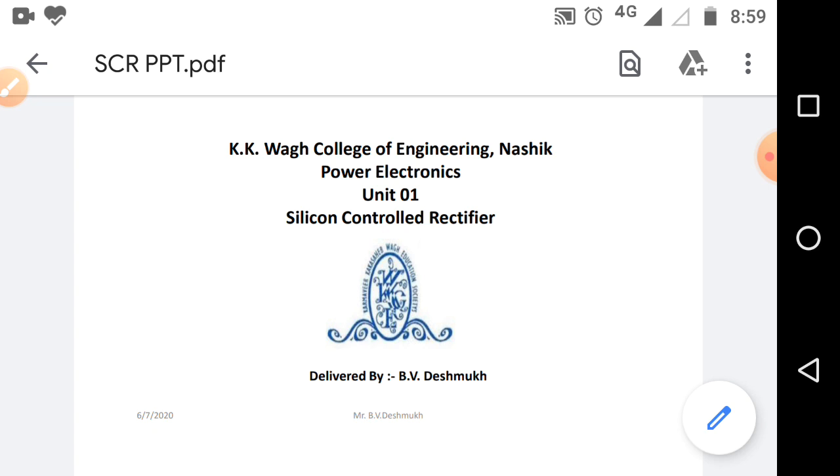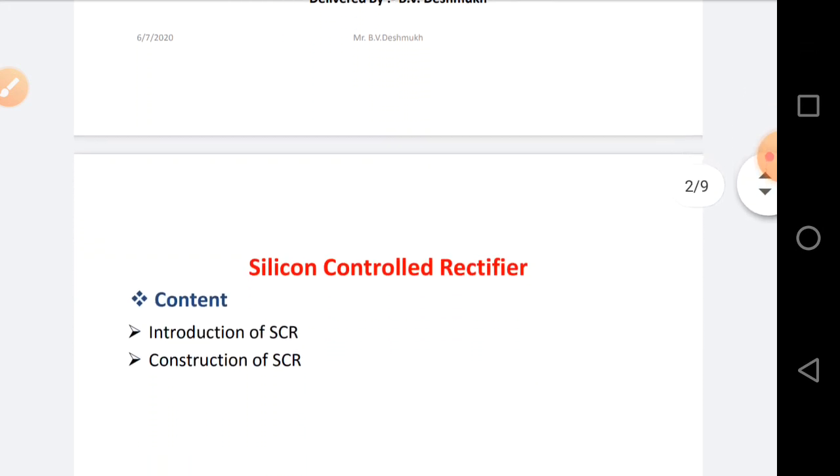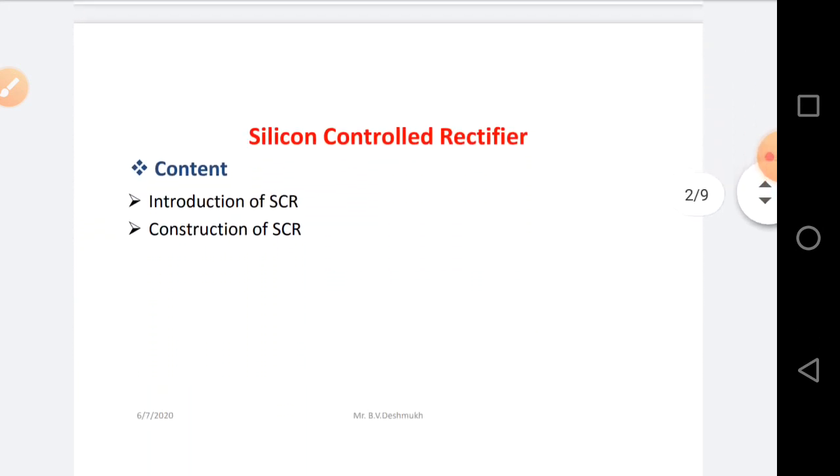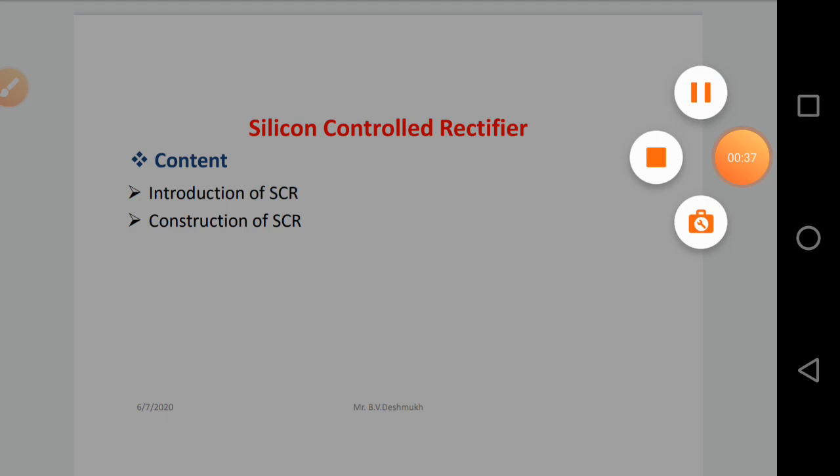Today, I want to share a very small topic, that is SCR. Under this SCR, we will discuss the construction of SCR and the basic introduction of SCR. Today my content is introduction of SCR and construction of SCR.